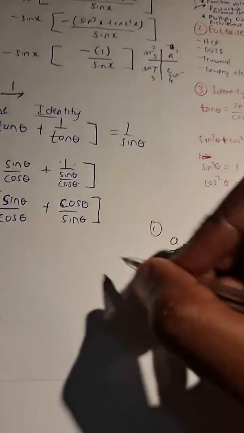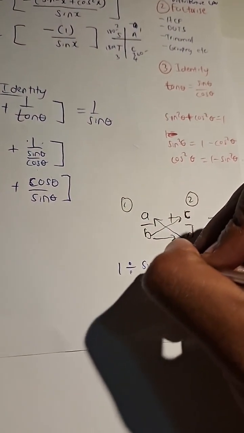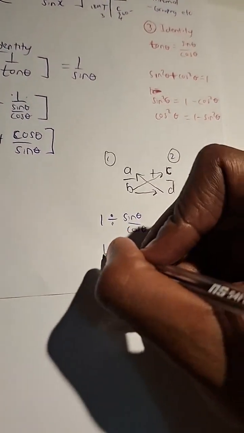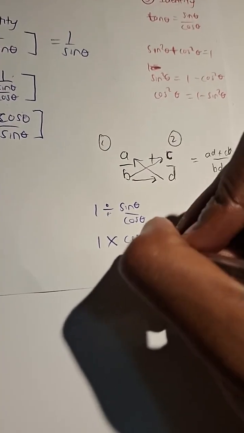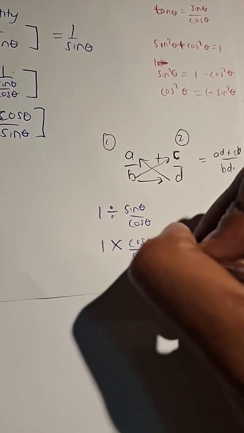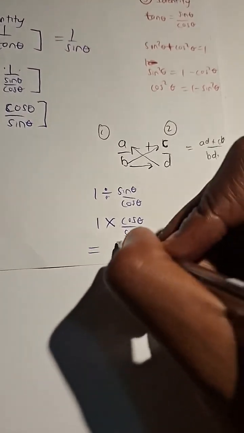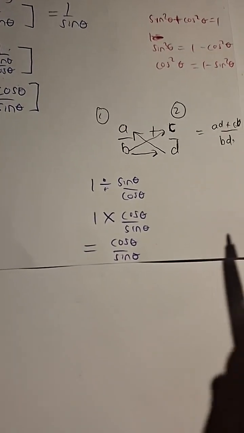Okay, because if you want to understand, this is like saying 1 divided by sine theta over cos theta. Does that make sense? Then what do you do to them? Divide, you change it to multiply. What happens to the second fraction? It becomes cos theta over sine theta. So that's why this is actually equal to cos theta over sine theta.